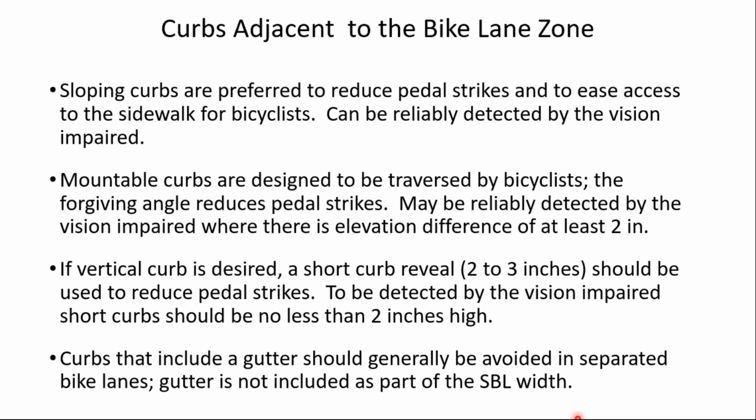Mountable curbs are designed to be traversed by bicyclists. The forgiving angle reduces pedal strikes, and again, they may be reliably detected by the blind where there is an elevation difference of at least 2 inches. If vertical curb is desired, use a short curb reveal, say 2 to 3 inches, to reduce pedal strikes. And again, to be detected by the vision impaired, these short curbs should be no less than 2 inches high. Curbs that include a gutter should generally be avoided in separated bike lanes, and the gutter is not included as part of the bike lane width.